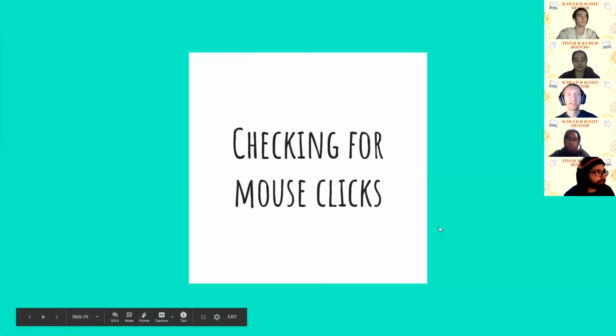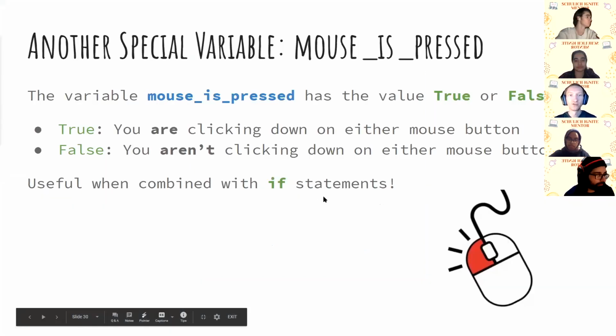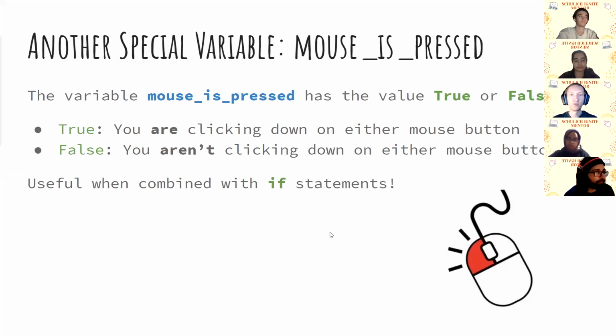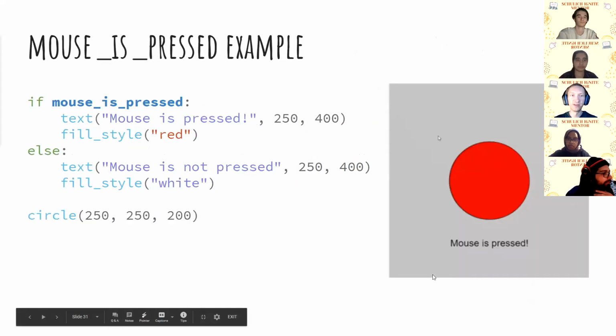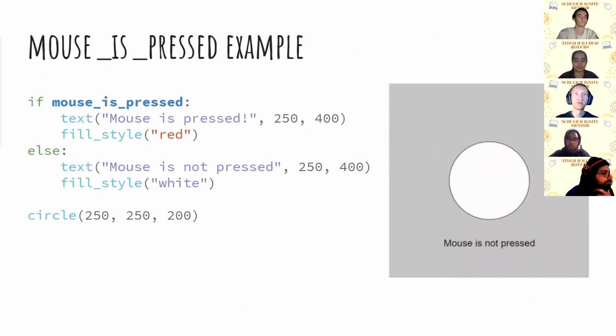Okay, one last feature that we are going to introduce for a bit of interaction is for the mouse clicks. So far we talked about the variables mouse x and mouse y, and there is one additional variable called mouse_is_pressed. This one holds a Boolean value of either true or false. It will be true whenever you are clicking down on the mouse button, and it'll be false when you are not clicking down. This is useful when you combine that with the if statements. So we're going to have one example here.